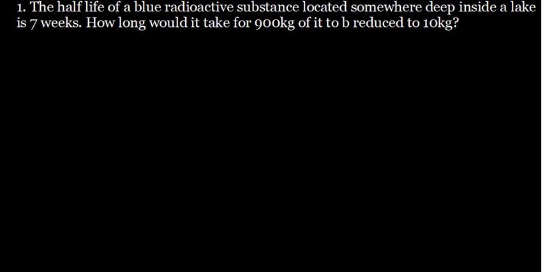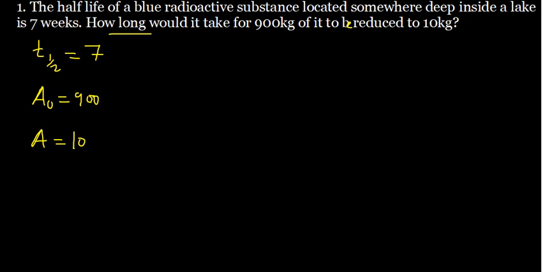So let's start with this one. The half-life of a blue radioactive substance located somewhere deep inside the lake is 7 weeks. So they've given you the half-life. So T 1 over 2, this is 7 weeks. How long would it take for 900 kg of it to be reduced to 10 kg? So you can see the initial amount, that's the one we are starting with. They've given us 900, and then you want it to reduce, so the final amount is 10 kg.